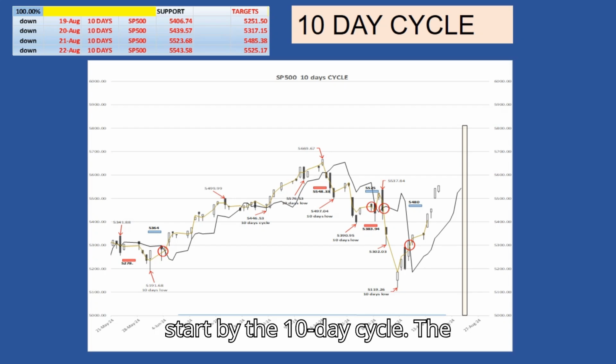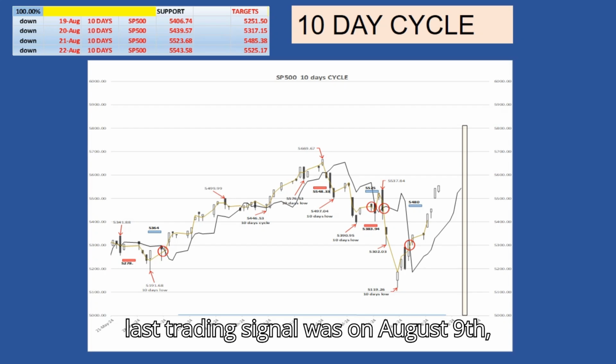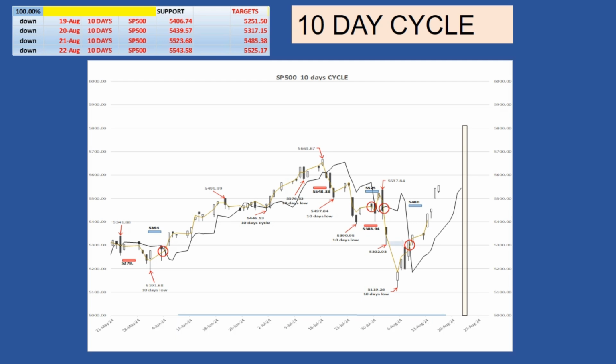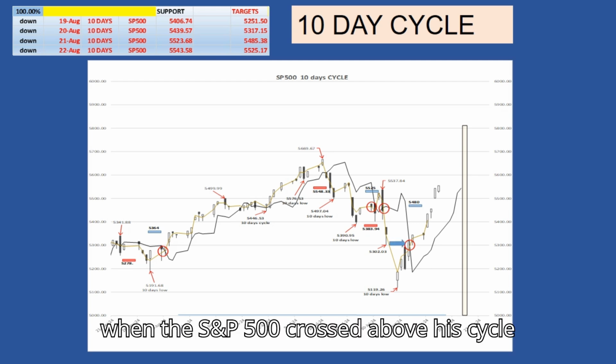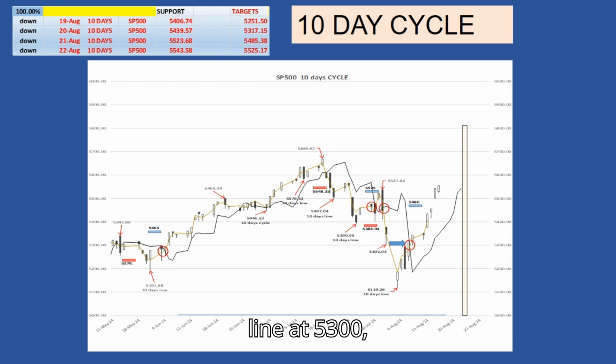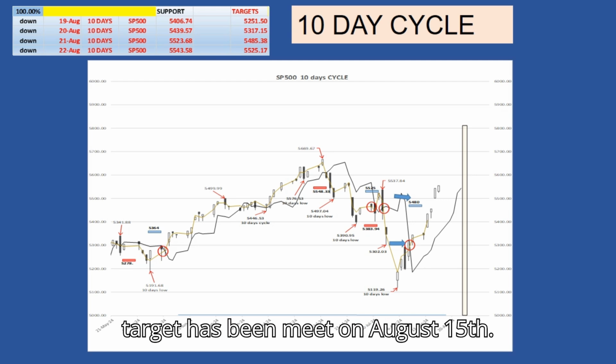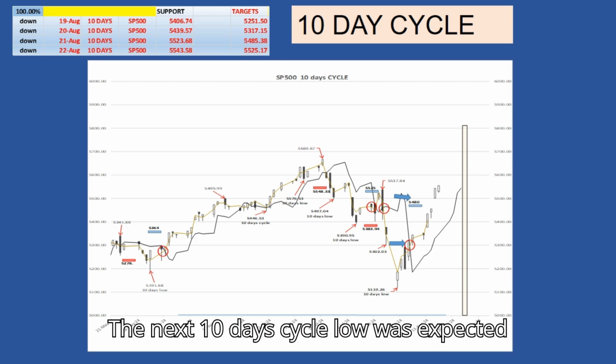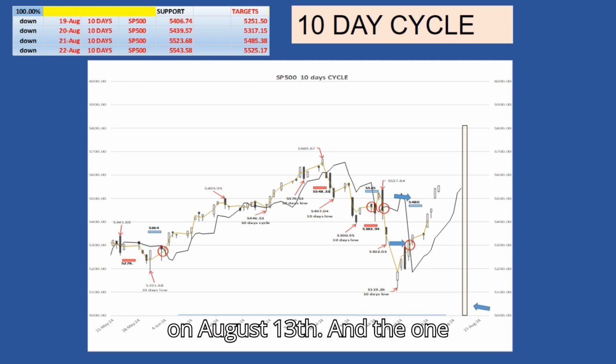Let's start with the 10-day cycle. The last trading signal was on August 9th, when the SP 500 crossed above its cycle line at 5,300 for a potential target at 5,480, or 180 points or 3.41% of a potential profit. The target has been met on August 15th. The next 10-day cycle low was expected on August 13th, and the one after on August 22nd.